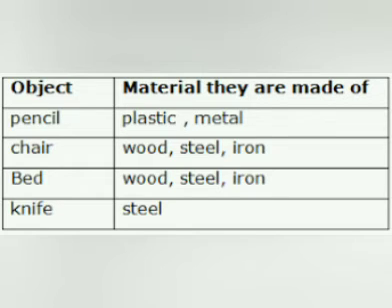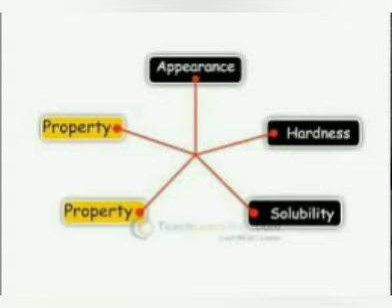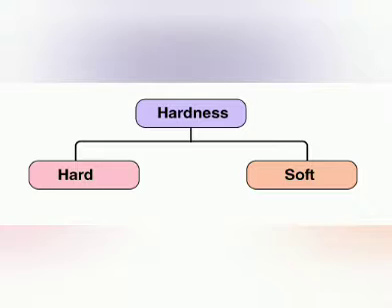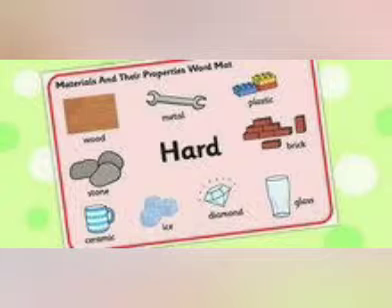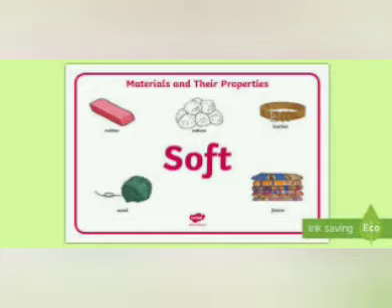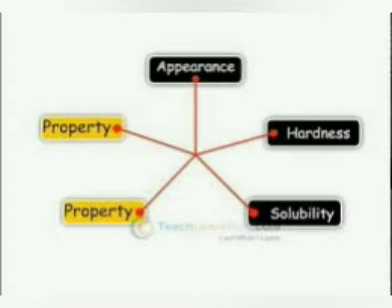Now next coming to the objects which are classified based on hardness. Now it might be a hard object or a soft object. We have hard objects like wood, metal, plastic, all these are hard objects. Soft maybe thermocol, rubber band, wool, all these are soft objects.